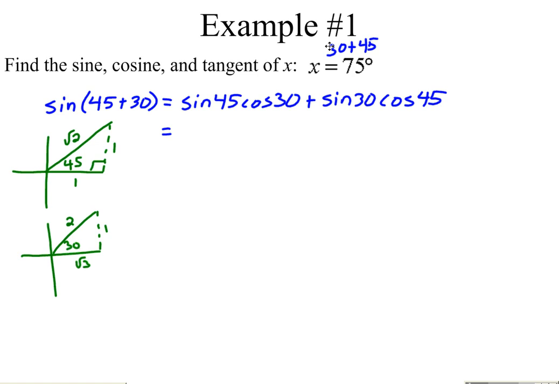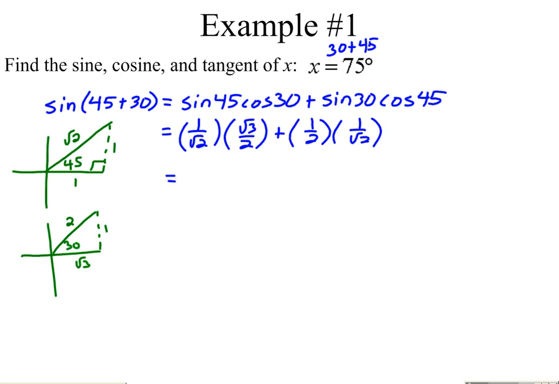So what is the sine of 45 degrees equal to? Opposite over hypotenuse, 1 over root 2. What's the cosine of 30 degrees? Adjacent over hypotenuse, root 3 over 2. Sine of 30, opposite over hypotenuse, 1/2. And cosine of 45, adjacent over hypotenuse, 1 over root 2.